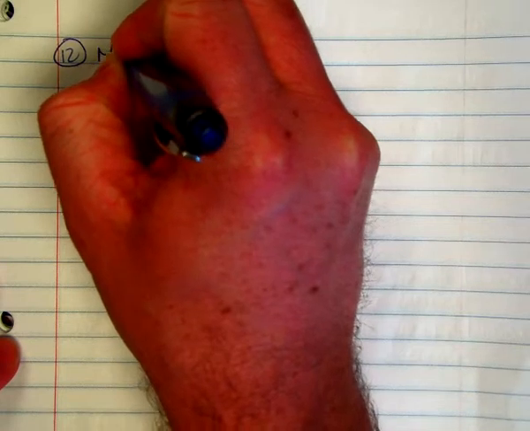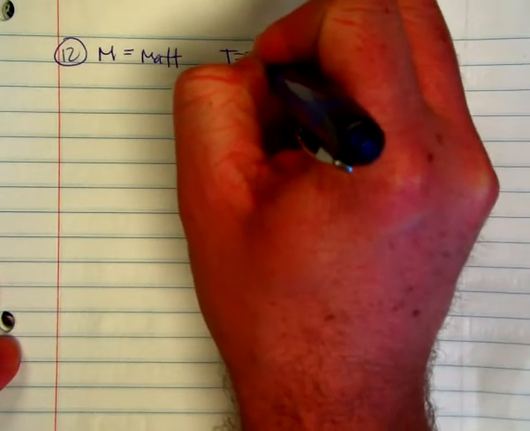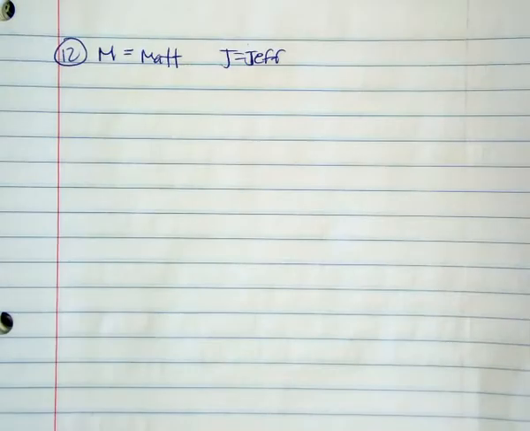I think it's pretty clear that we should use M for Matt and J for Jeff. You can use any variables you want. That's what I'm going to use. M for Matt, J for Jeff. Now, let's stop and think about what this information does to our variables.